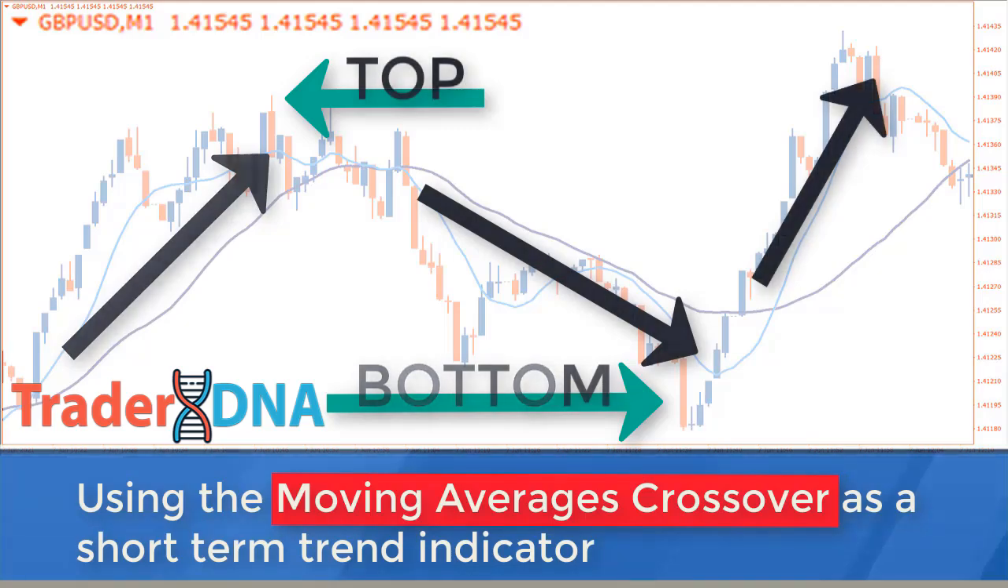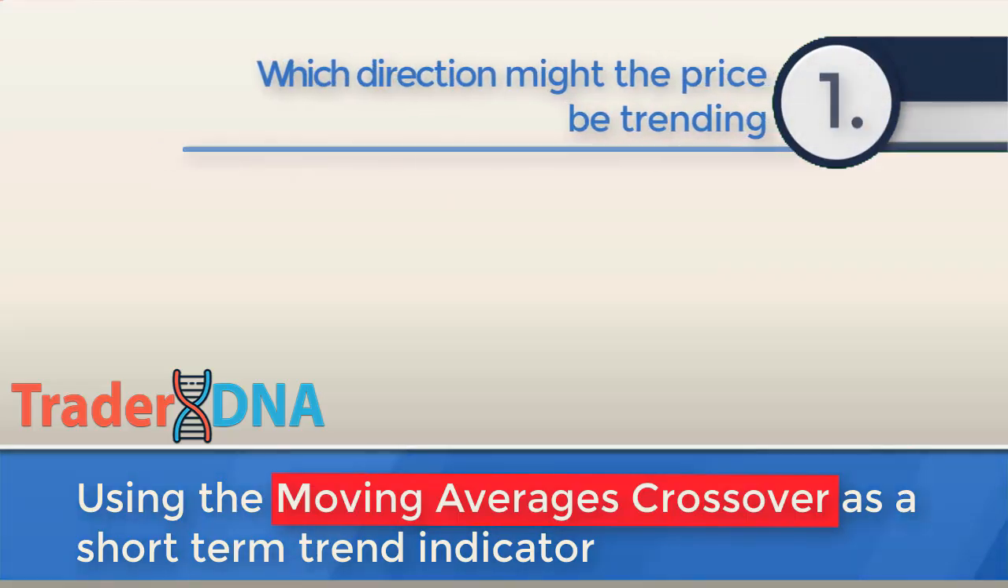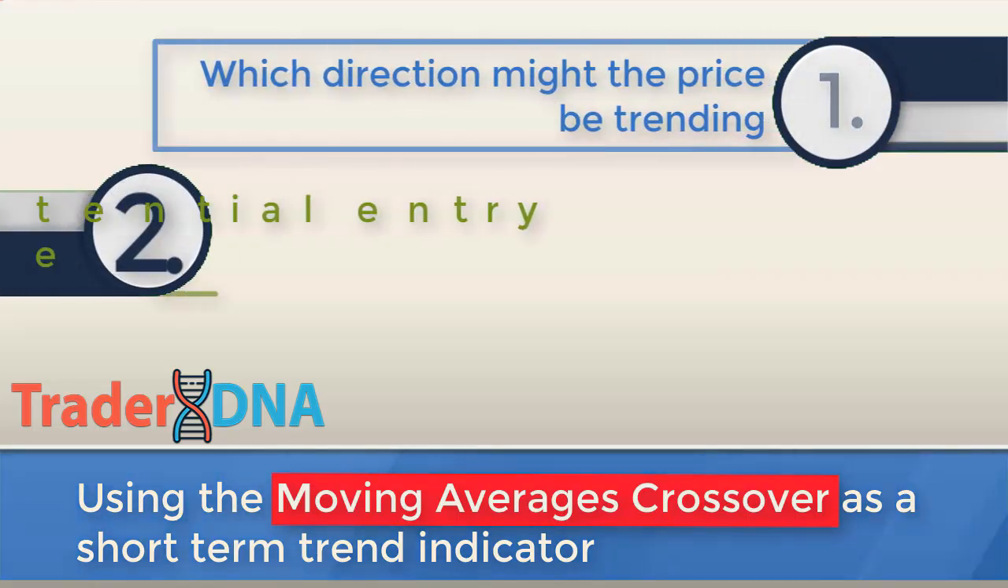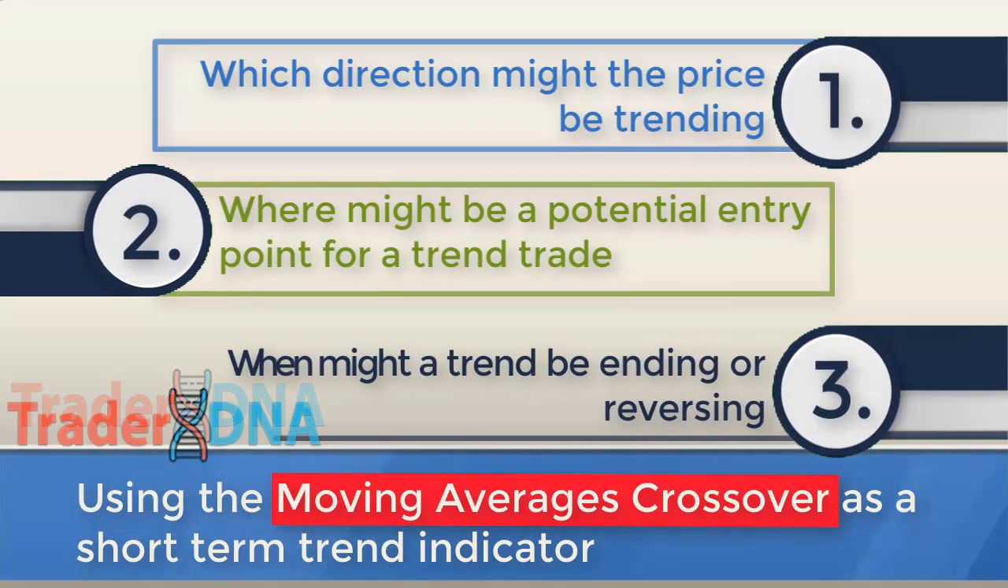A moving average crossover helps to answer these 3 questions. First, which direction might the price be trending? Second, where might be a potential entry point for a trend trade? Third, when might a trend be ending or reversing?